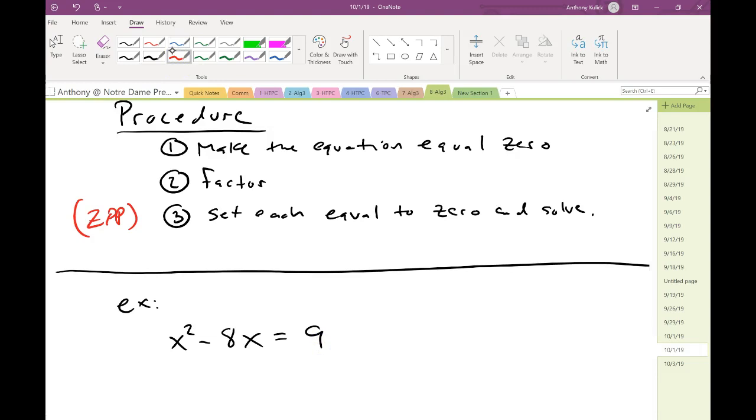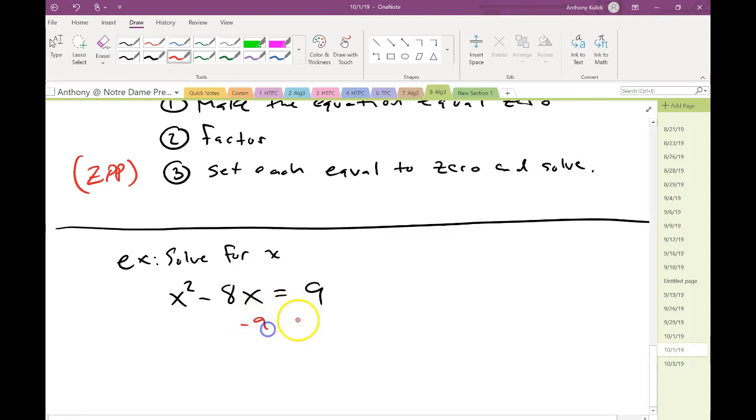So let's say we have the quadratic equation x squared minus 8x equals 9. And we're trying to solve this. Well, the first thing I'd want to do is, according to step 1, make the equation equal to 0. How can I do that? Subtract 9 from both sides. Everybody happy with that? Hopefully that's pretty obvious. So now the equation is equal to 0.